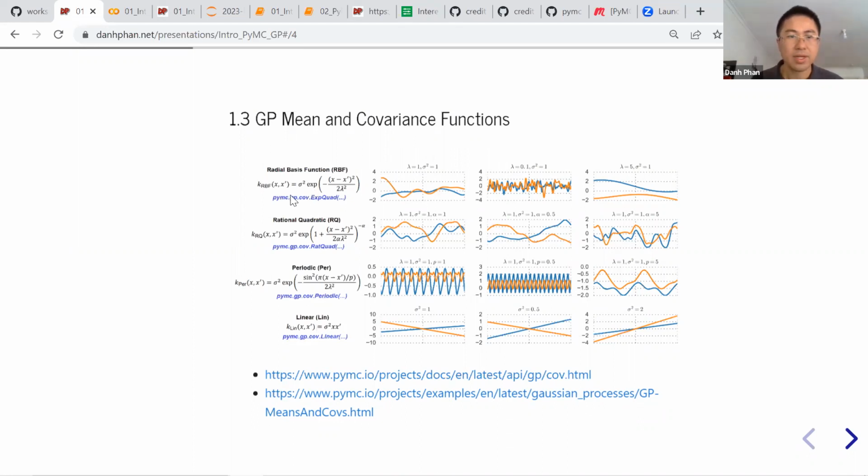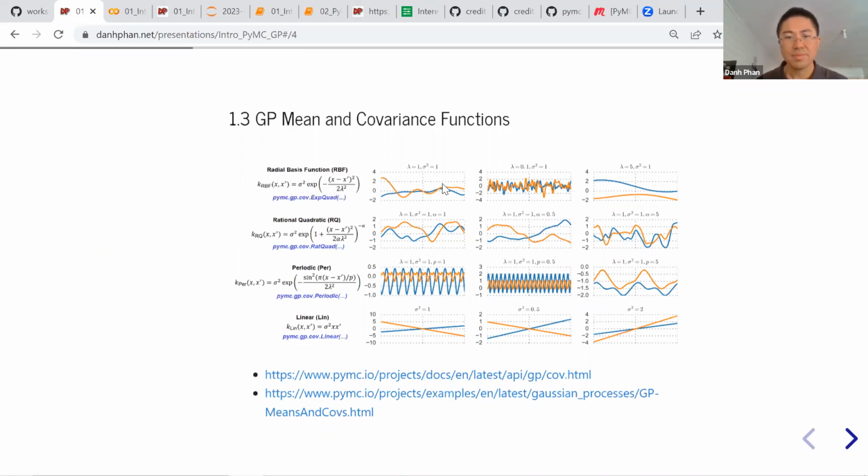Here are several popular ones. The first popular one is called the radial basis function, or RBF, which has a math equation like that. They can also call it the exponential quadratic, because we have an exponential function here, and also a quadratic of x minus x prime, squared. In PyMC we can use this kind of function to represent that kernel.